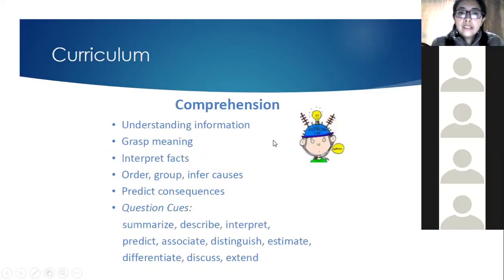Then we have the second level, comprehension, and it is related to understanding information, grasp meaning, interpret facts, order, group, infer causes, predict consequences. And the question cues you can use here are summarize, describe, interpret, predict, associate, distinguish, estimate, differentiate, discuss, and extend.